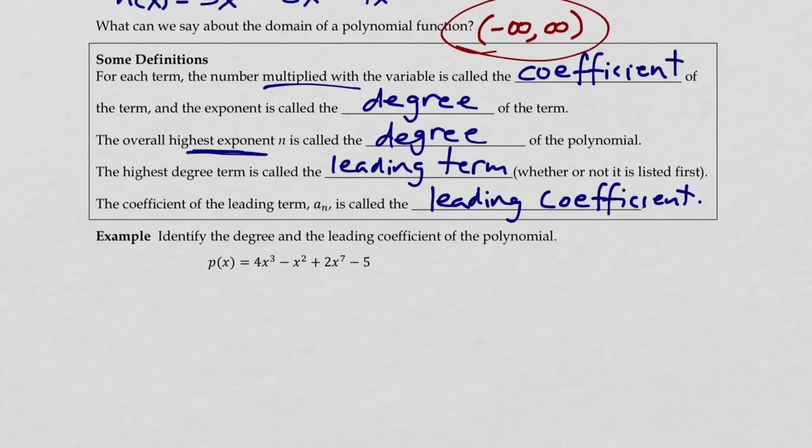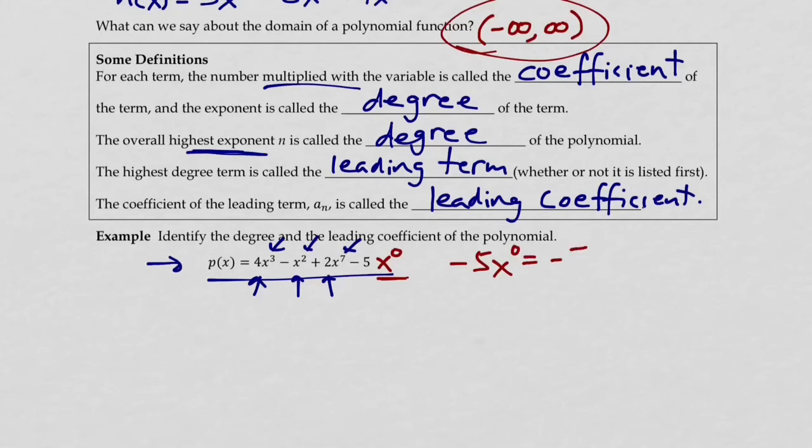So let's take a moment to look at a quick example. Here I have a polynomial with 4 terms. There's a degree 3 term, a degree 2 term, a degree 7 term, and the last term, it's called a constant term. I could think of it as degree 0 because x to the 0 power is always equal to 1, and so negative 5 times x to the 0 power is simply just equal to negative 5.